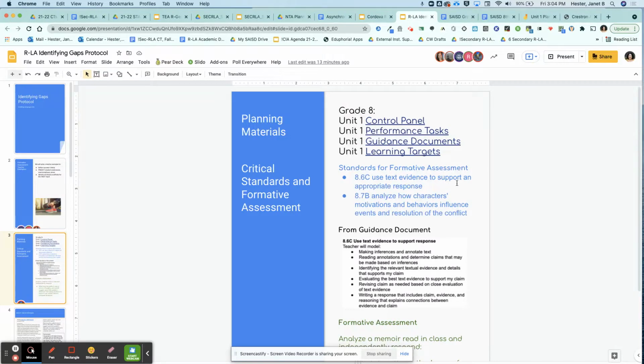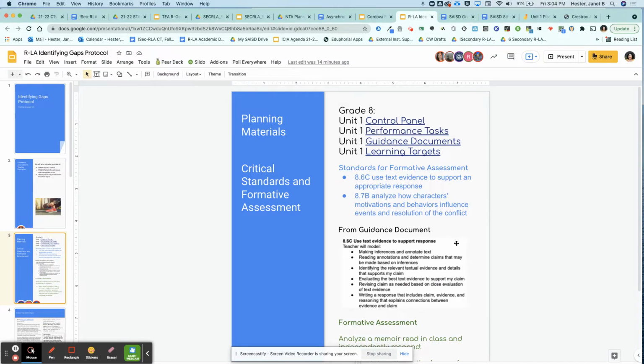So to reorient ourselves, we like to have all of our documents with us. The documents that we use for this process are going to be our control panel, the actual performance task itself, the guidance documents, which unpack the standards for you, and then the learning targets are also helpful sometimes to reorient where we want our kids to go. The standards that we're focusing on, we have pulled out our 8C and 7B. And then from the guidance document, we've pulled out the explicit language and the discrete skills that we've unpacked for that specific standard.